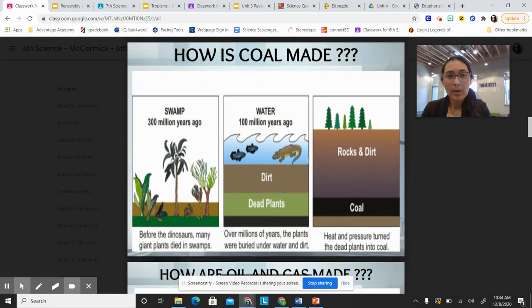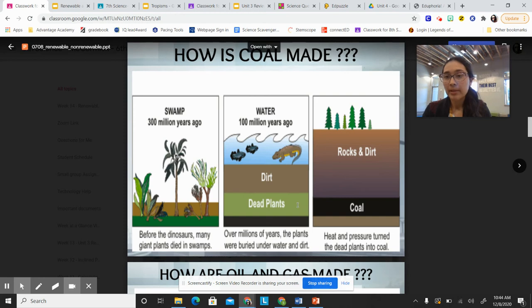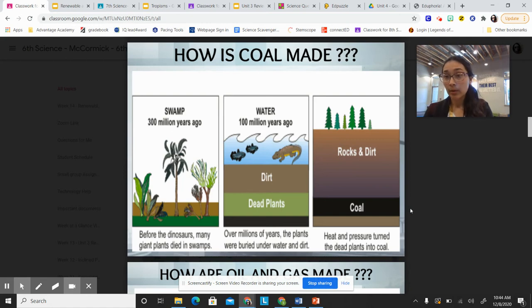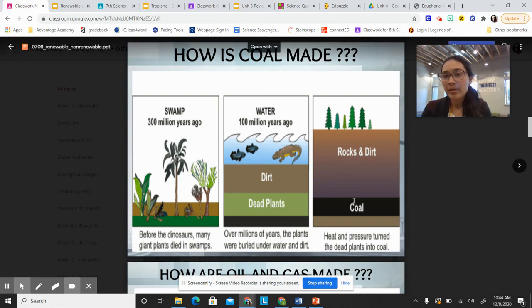So how is coal made? Before the dinosaurs, many giant plants died in swamps. Over millions of years, the plants were buried under the water and dirt. Heat and pressure turned the dead plants into coal. So eventually the heat and pressure of all the dirt on top of the plants turned that into coal. And we use that to power our homes or our machines, but there's only a limited amount of that. There was only a limited amount of plants back millions of years ago, and so we're using them up. And it took millions and millions of years, so we can't make more.